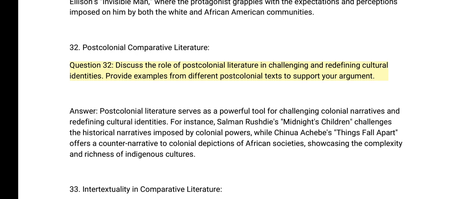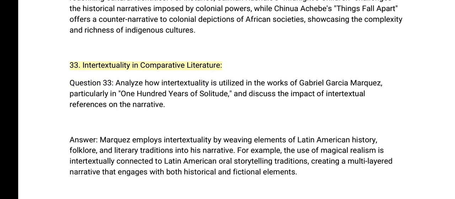Discuss the role of postcolonial literature in challenging and redefining cultural identities. Provide examples from different postcolonial texts to support your argument. Answer: Postcolonial literature serves as a powerful tool for challenging colonial narratives and redefining cultural identities.